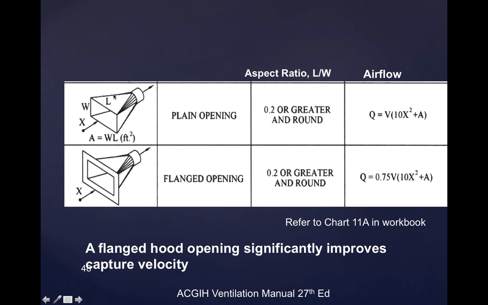So the only practical velocity before you get 4 to 6 duct diameters up past this hood, the only practical place to really take readings is that capture velocity. And that's really what we're interested in. So the contaminant is going to be generated here at X. So you have X distance away from the face of the hood.